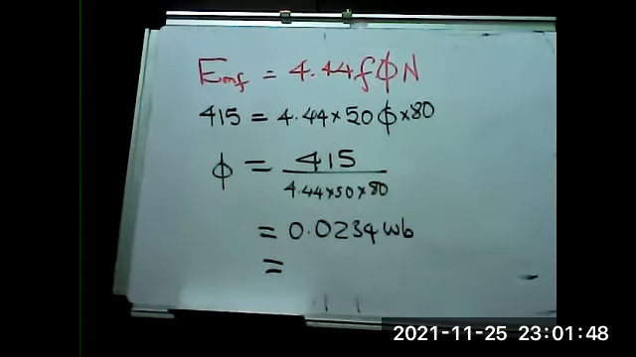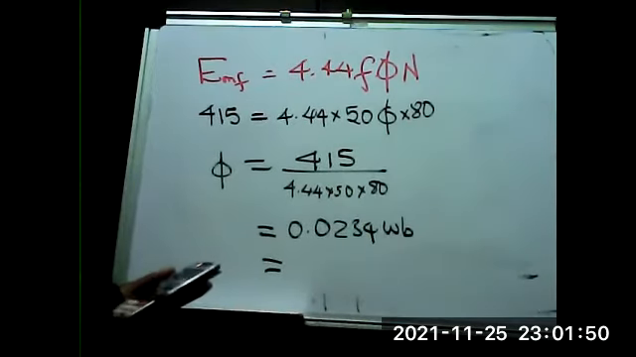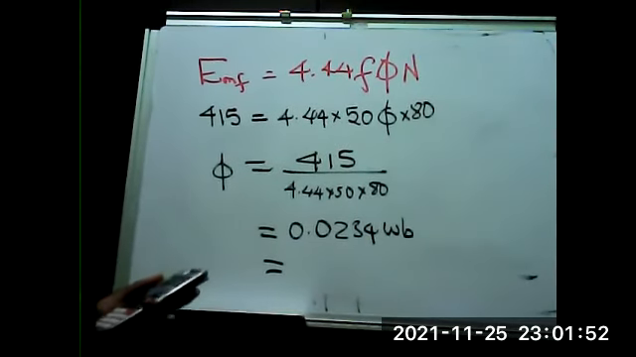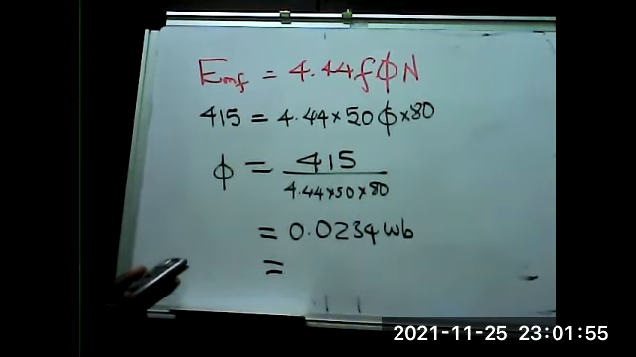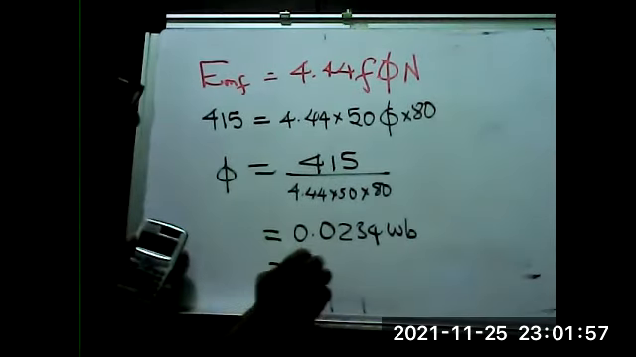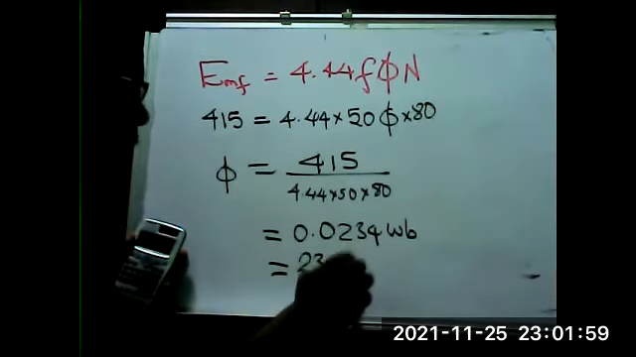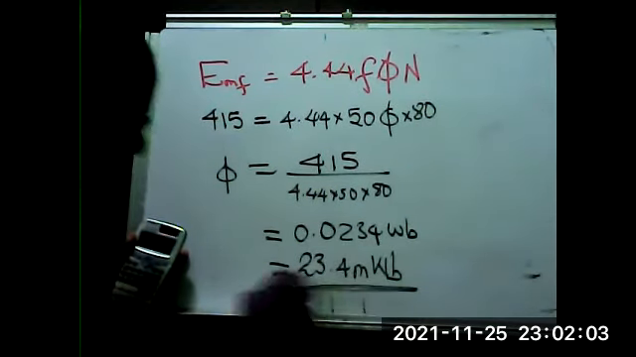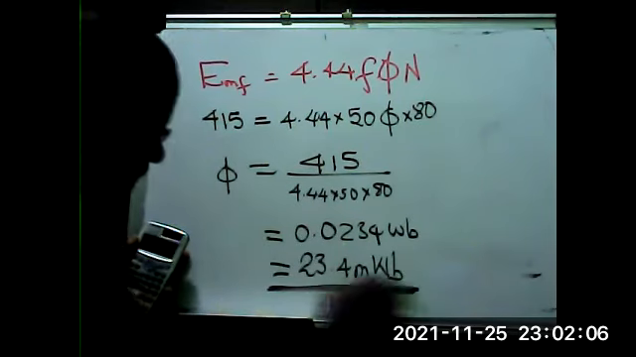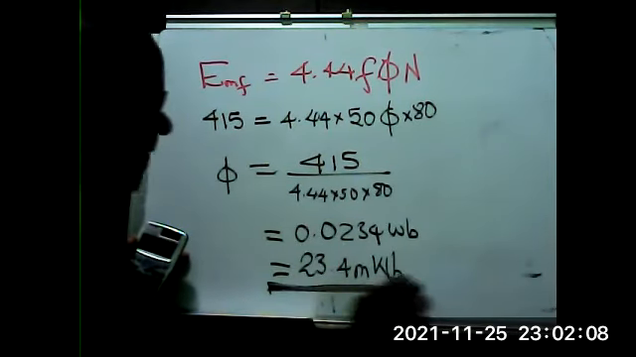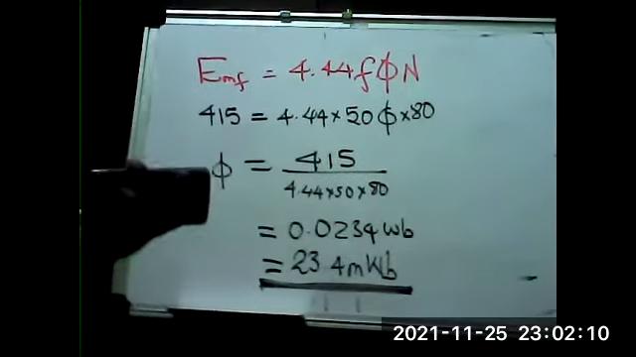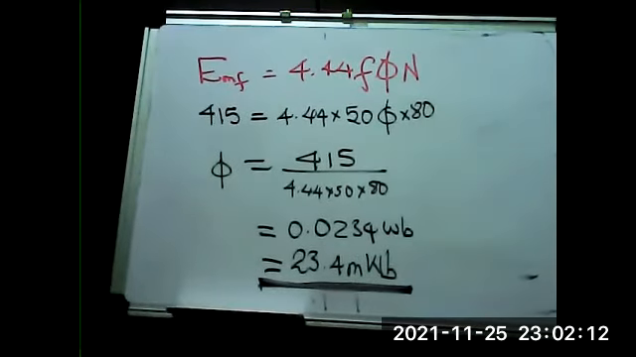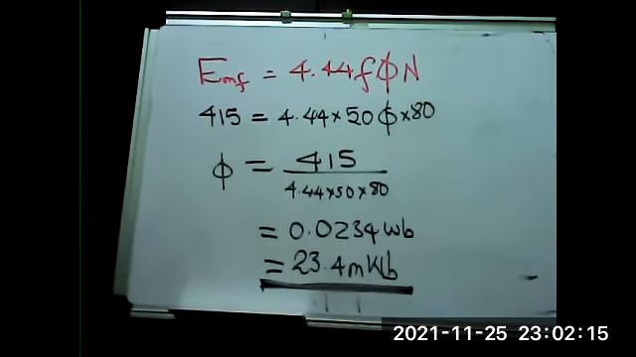The answer in Weber should always be a small value, and we always multiply by 1,000. So this gives us 23.4 milliweber. Please never find phi in kilo. It is always in milli.